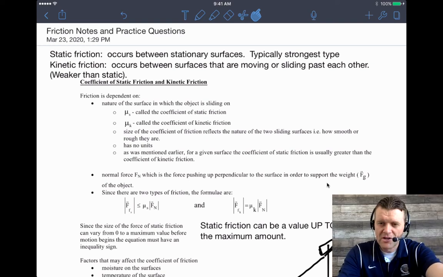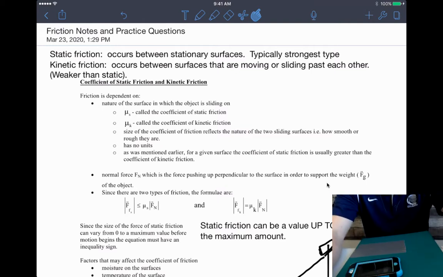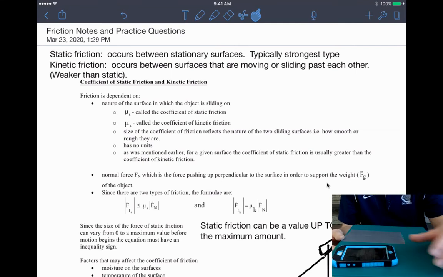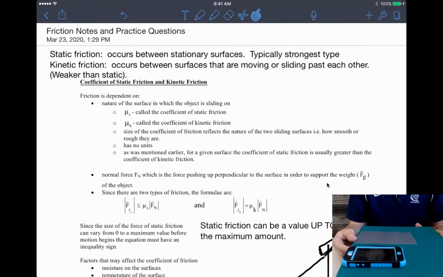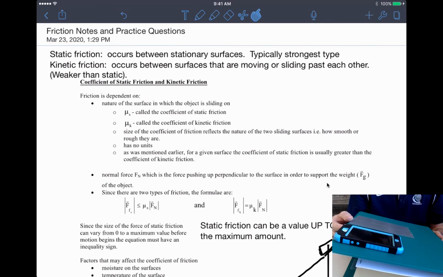Hello, Physics 20s. I'm going to give a quick overview of static and kinetic friction. I have a quick demonstration here, in addition to the notes. I take my phone and put it on a binder, and as I increase the angle, it doesn't start sliding because of what's called static friction.